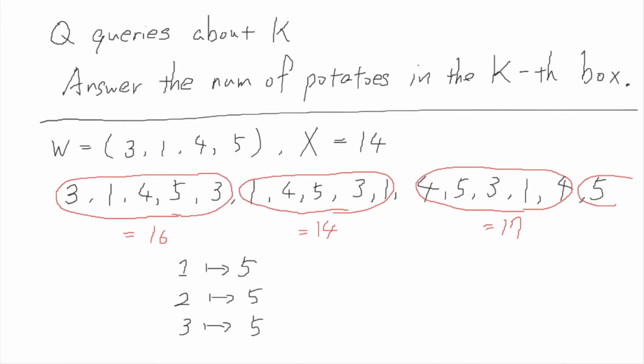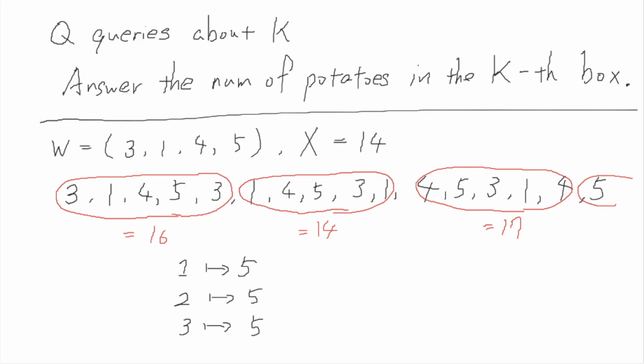We have Q queries about K. Our task is to answer the number of potatoes in the K-th box for each K. So let's think about this problem with an example. First, W is the weight of potatoes: 3, 1, 4, 5, and X is the weight of box, X is 14.